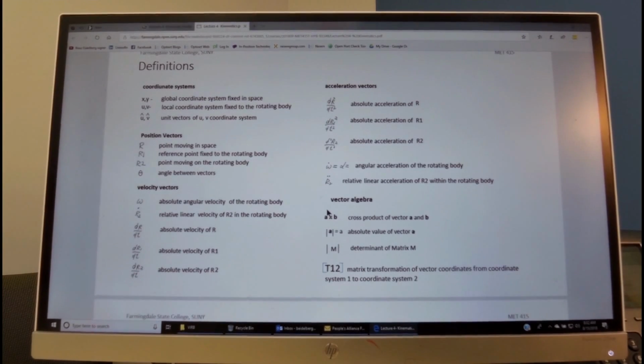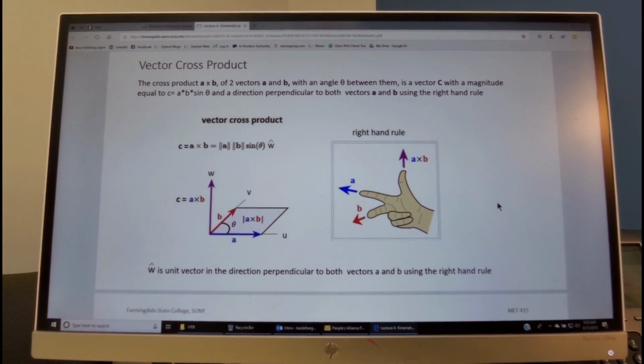And then we have vector algebra notation, such as A × B, the cross product of vectors A and B; the absolute value of a vector, which is a measure of its magnitude; a determinant of a matrix with two bars; and a transformation matrix T12 transforming a vector from coordinate system 2 to coordinate system 1. So we'll be using these definitions in the upcoming discussion.